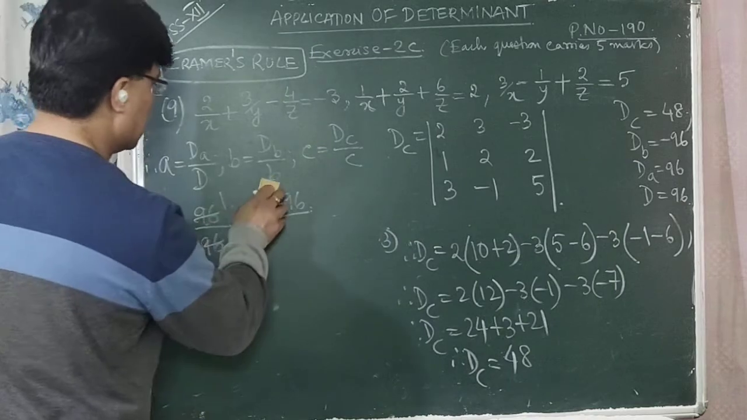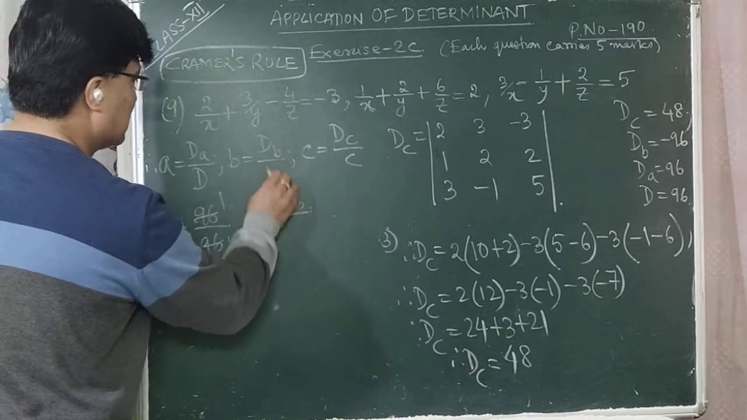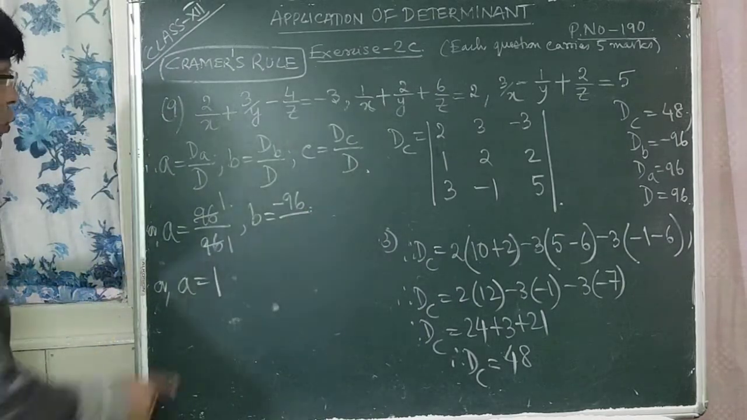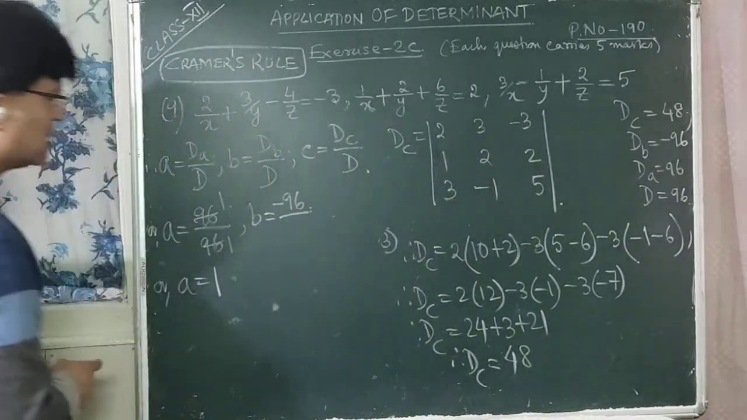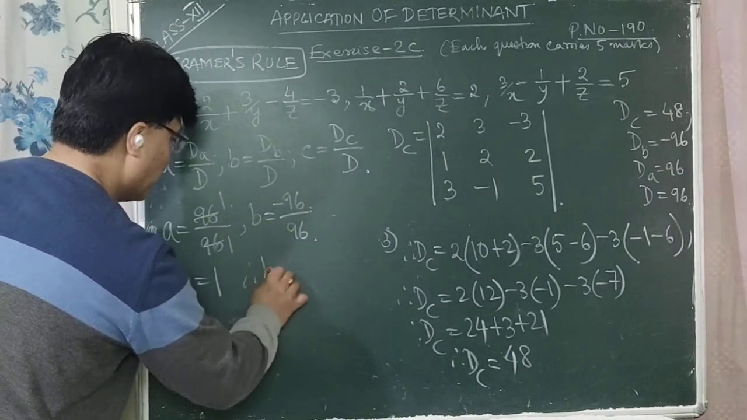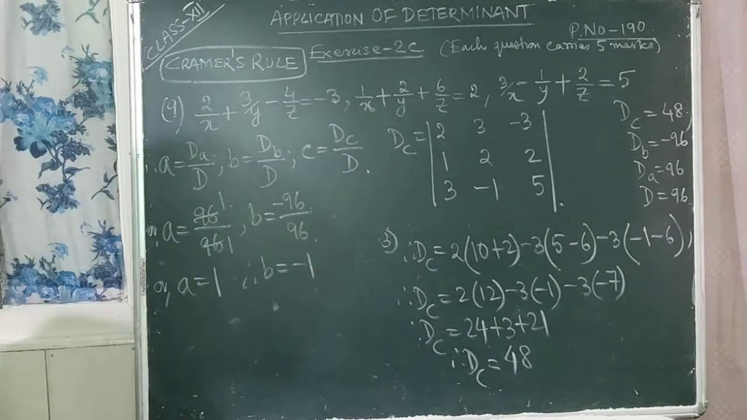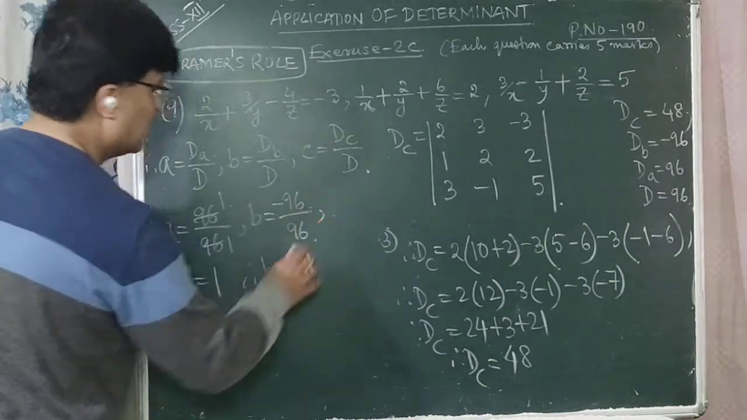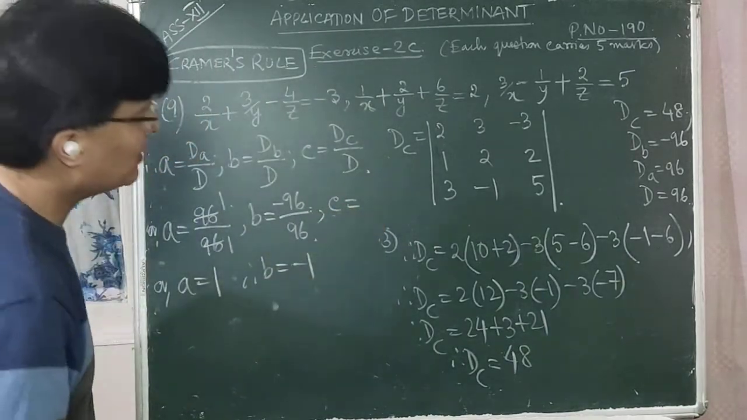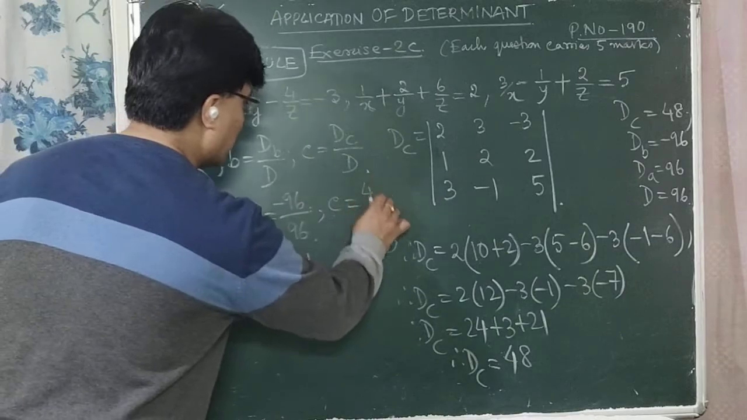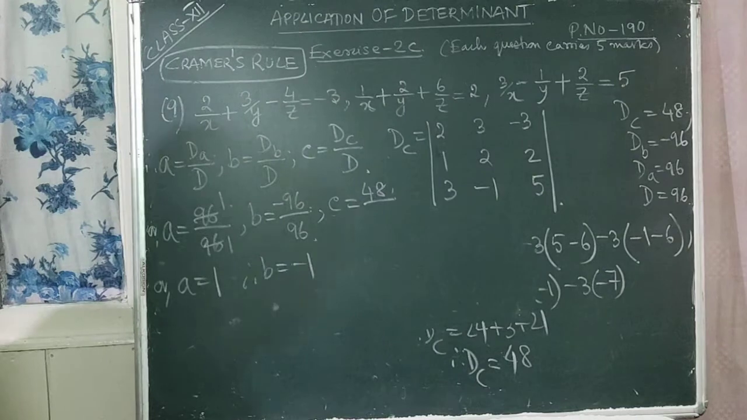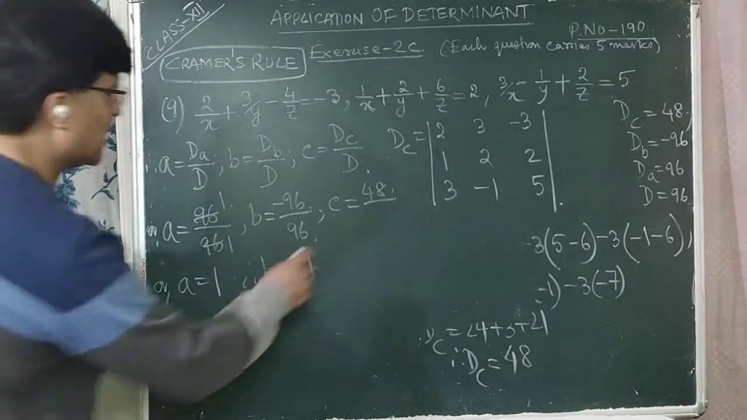Minus 96 divided by, what is there? Oh, not B. This is D, sorry. This is capital D. This is also capital D. That is wrong. So what is DB out here? DB is minus 96 divided by, what is capital D? 96. Therefore B is equal to, what is here? This is minus 1. And C is equal to, what is DC? DC here is 48. This is 48 divided by, what is D? It is 96.